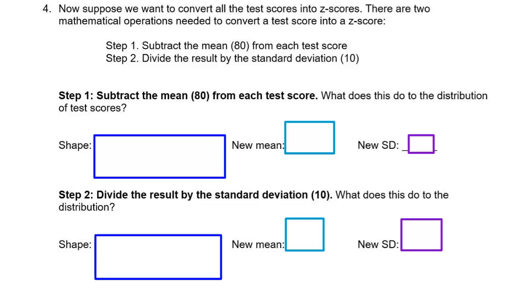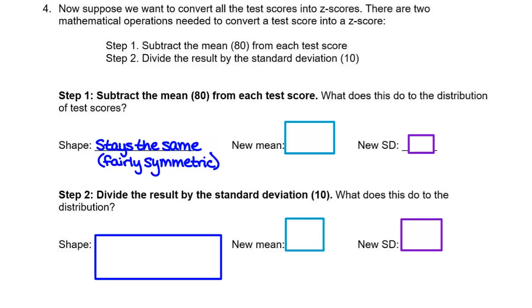So on the front, when I added 5 to everybody's score, what did it do to the shape? Stayed the same, stayed fairly symmetric. If I subtract 80 from everybody's score, what will it do to the shape? It's going to stay the same. It's still going to be fairly symmetric. The mean of my original distribution was 80. What will the mean of this new distribution be? 0. 80 minus 80, I get 0 for my new mean.